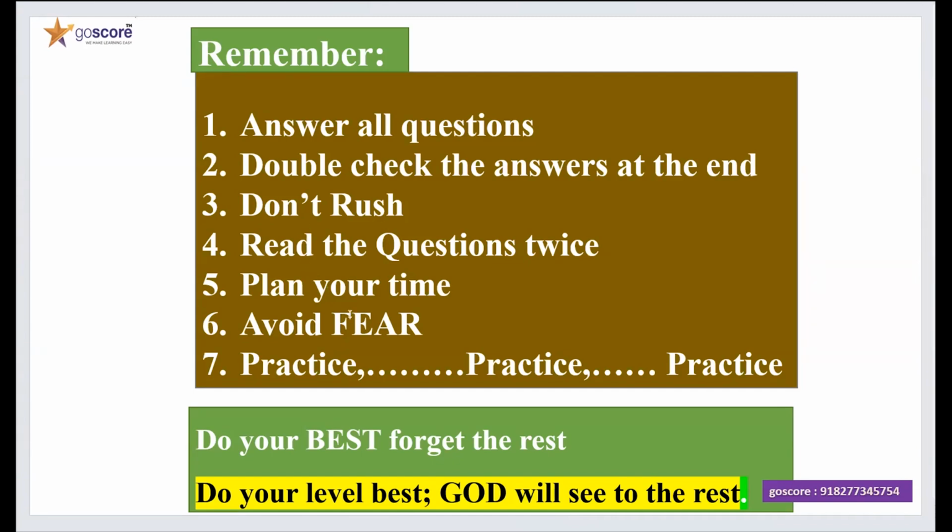Plan your time. If you want to complete your Part B in 10 minutes, plan accordingly, okay? Then Part C, 15 minutes, okay, 30 minutes. Now 40 minutes completed, and 5 minutes I have for checking my answers, okay? Avoid fear, practice, practice and practice. I'm not saying you have to practice all the materials which are available. No, it's the quality of your practice, not the quantity of practice.